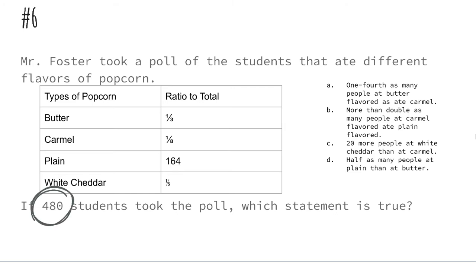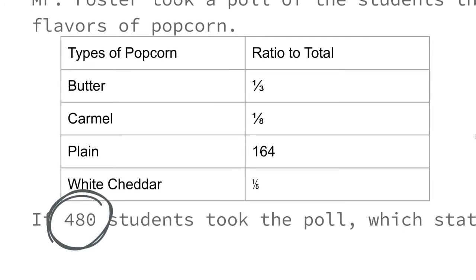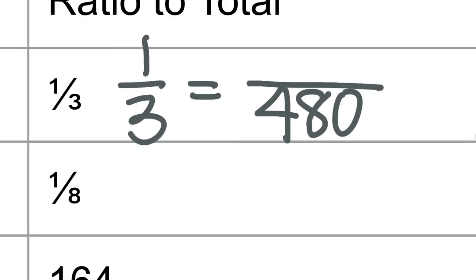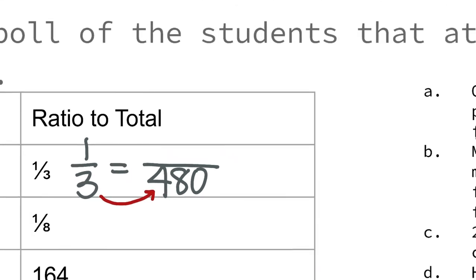So looking at my ratios right now, butter says 1/3. I want to know out of 480. Okay, so I'm going to kind of do a fraction bar equals fraction bar type of thing. I've got 1/3, and I want it to be out of 480. So I've got to figure out what can I multiply 3 by to get to 480. And I'm going to tell you I don't know off the top of my head, so I'm going to make a little division house.